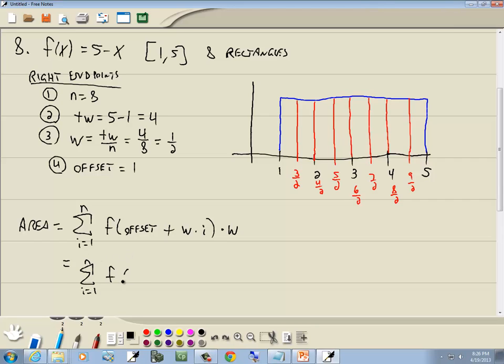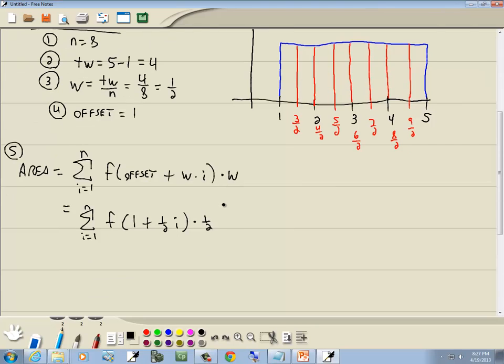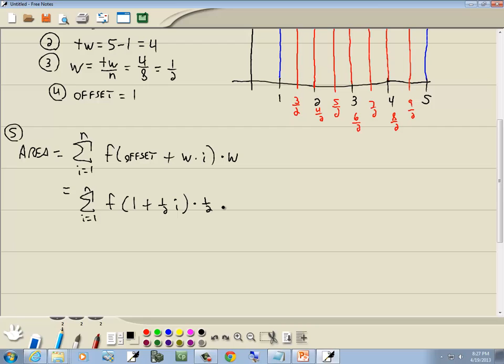F of our offset was 1. That's from step 4 here. This is step 5, by the way. Plus W. W is 1/2 times i. Now i changes each time, so we can't actually plug it in. Times our width, which is 1/2. Now this handles itself. You don't necessarily need to come up with these values up here. I was just demonstrating what in the world we are doing. This 1/2 goes out in front of your summation. You can freely take numbers in and out, so we don't want to worry about that one.